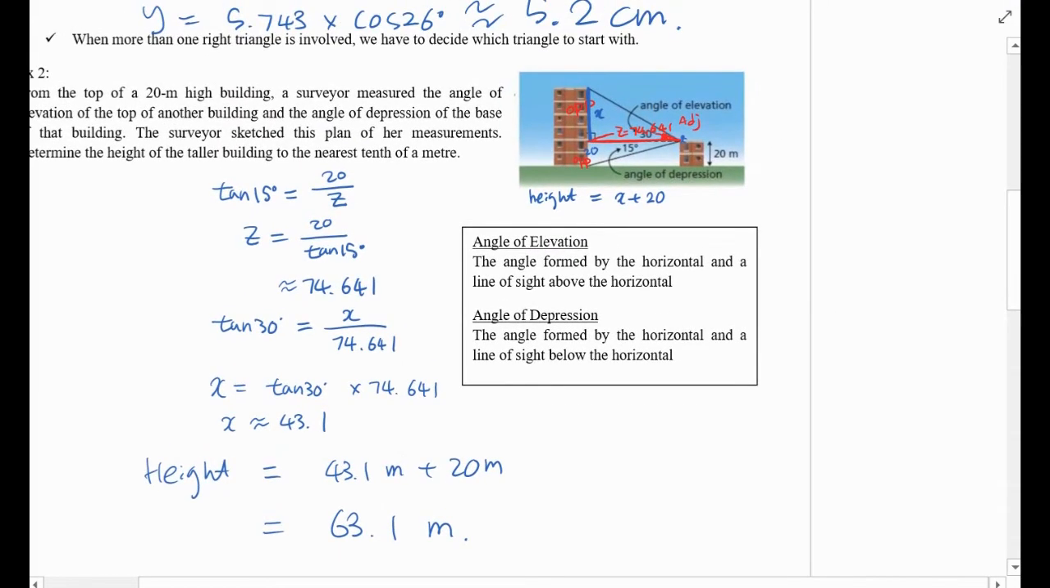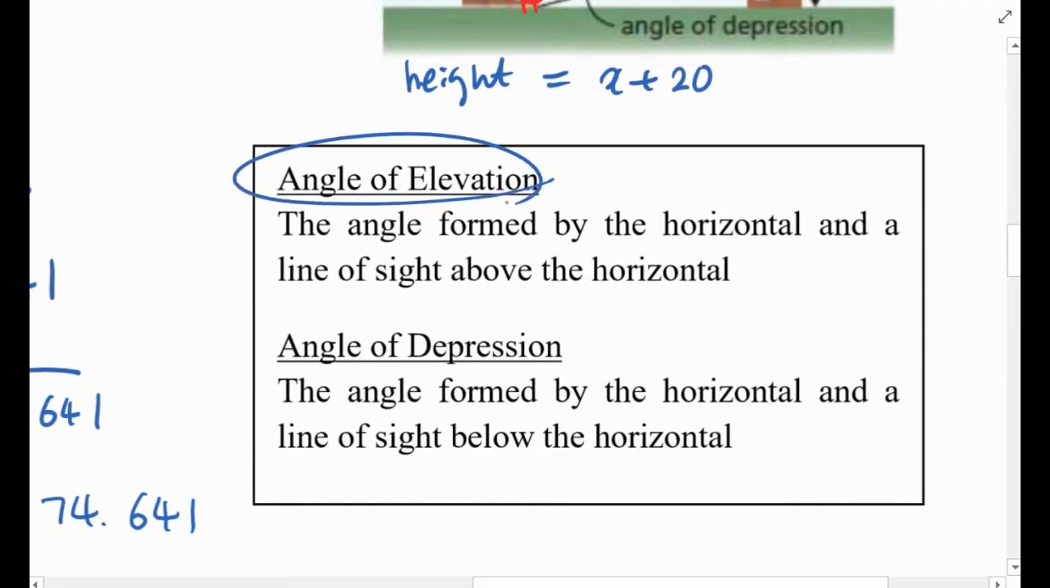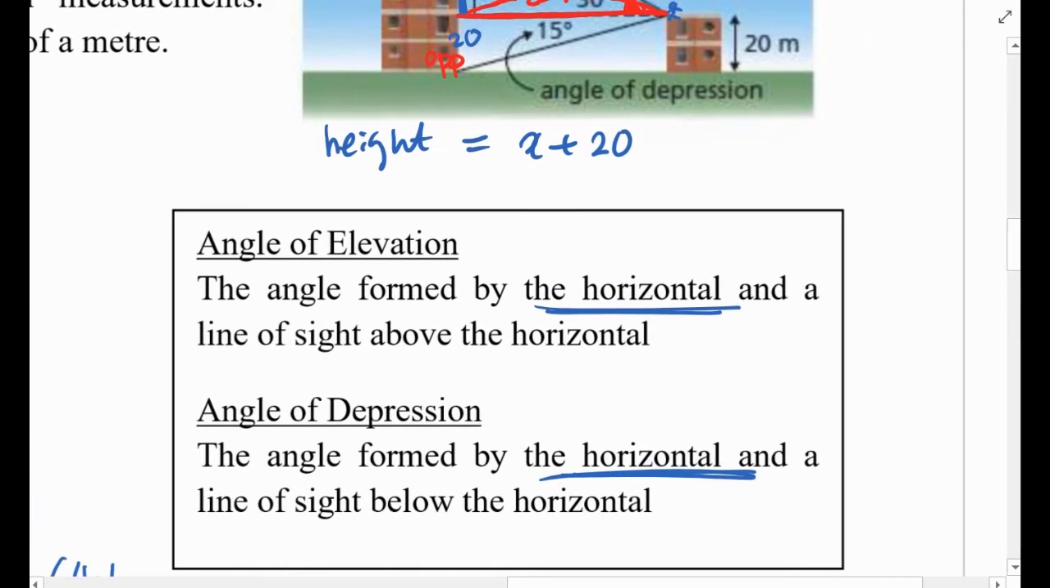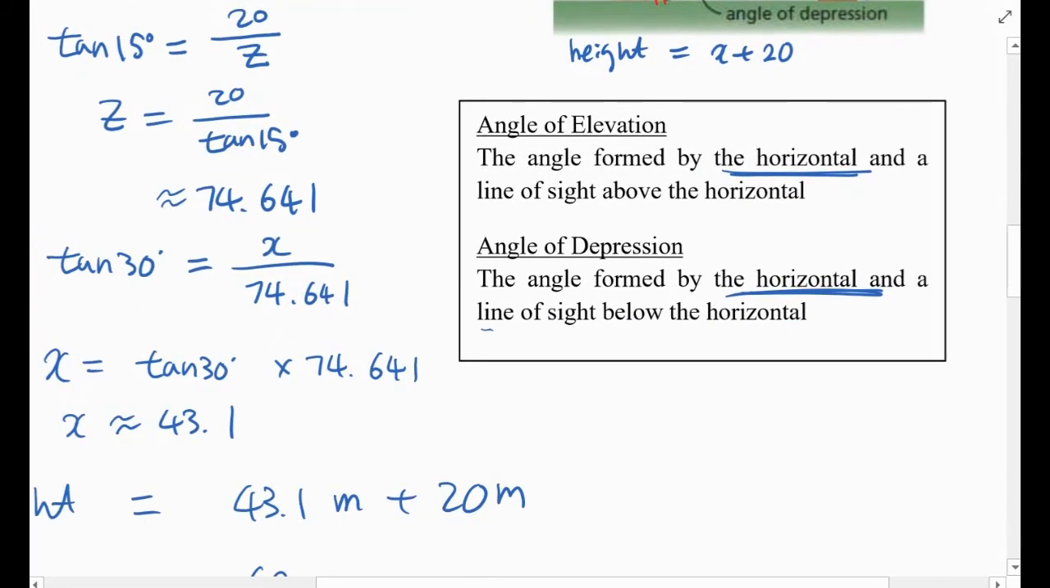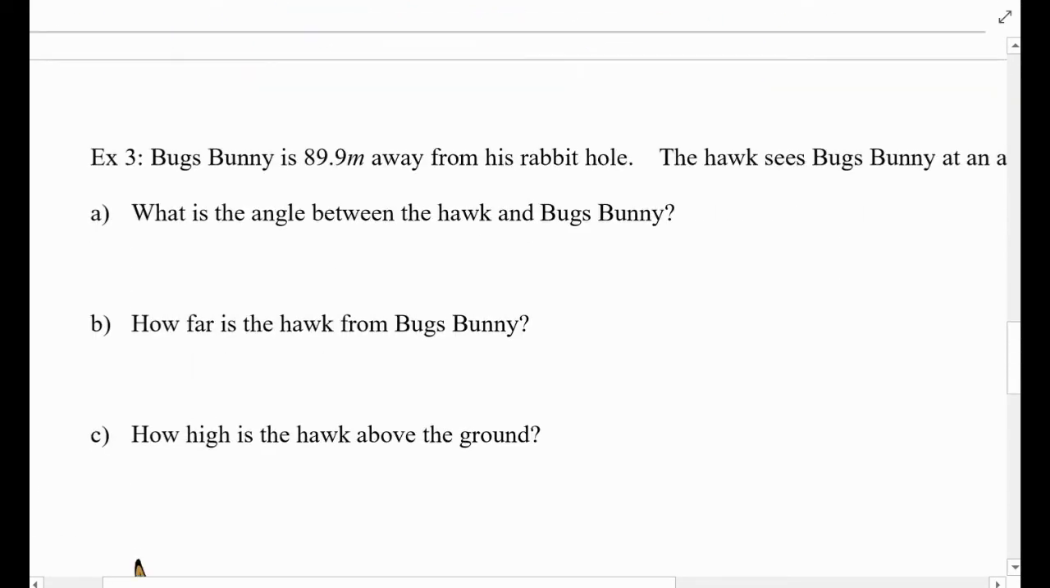Okay, so I want you to look at this. Angle of elevation, the angle formed by a horizontal line. It always starts from the horizontal line and a line of sight above the horizontal line. And angle of depression, the line from the horizontal line, a line of sight below the horizontal line. Okay, remember the terms. Let's move on to the next question.